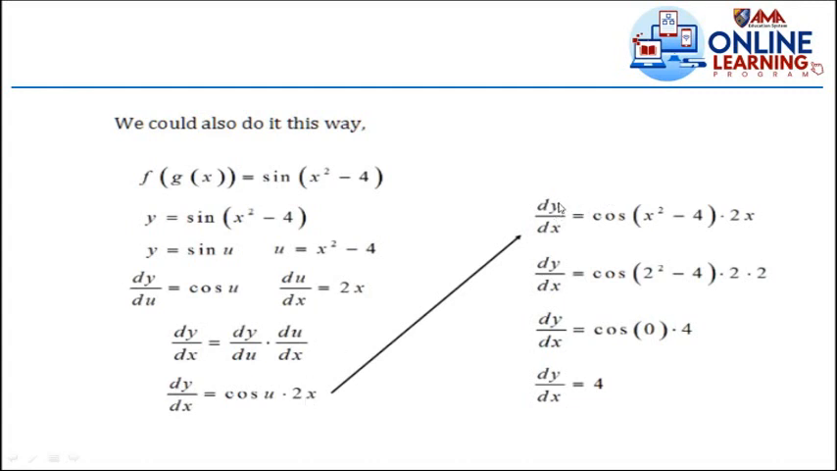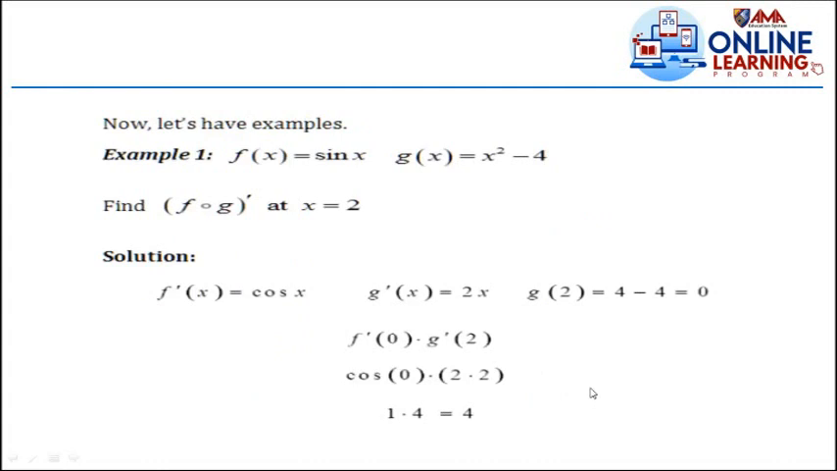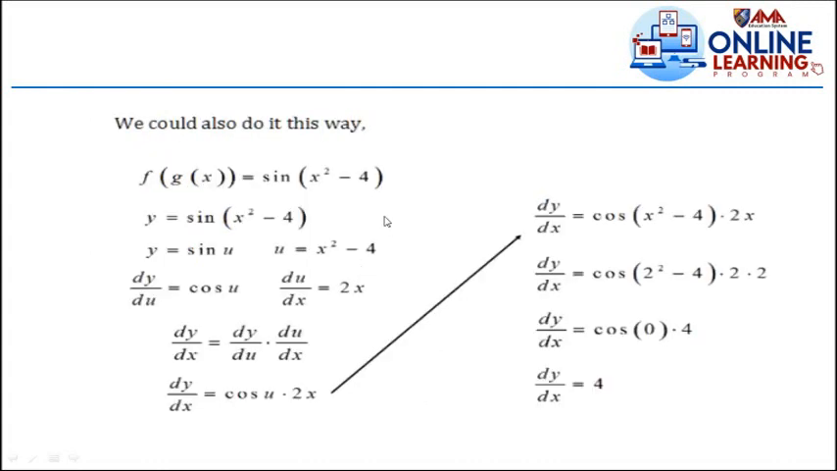So simplify it further, dy/dx is equal to cosine, our u is x squared minus 4, and then multiply by 2x. So cosine of 2 squared, if x is equal to 2, minus 4, multiplied by 2 times 2. So this one is cosine 0, which is 1, multiplied by 4, so dy/dx is equal to 4. So that is our answer. 2 times 2 is equal to 4. So 1 times 4, the answer is 4. So you can have this one as your first solution and this one as your second solution.